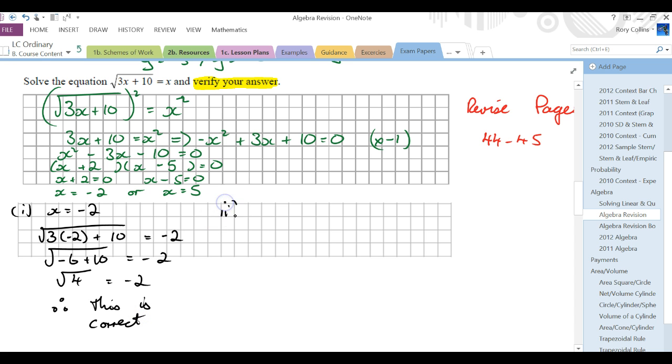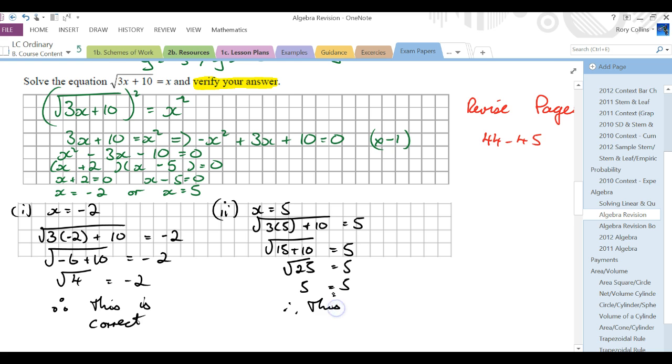Now let's try when x equals 5. That gives us the square root of 3 times 5 plus 10 equals x, which is 5. 3 fives are 15, plus 10 equals 5. 15 add 10 gives root 25 equals 5, and 5 equals 5. This is also a solution.